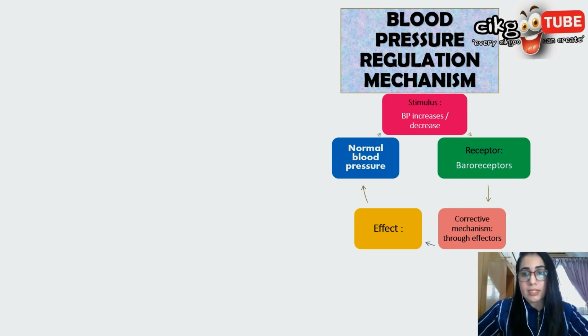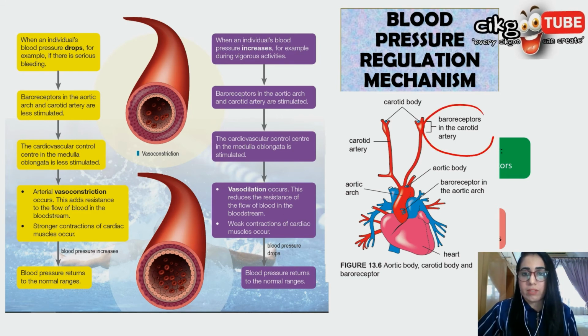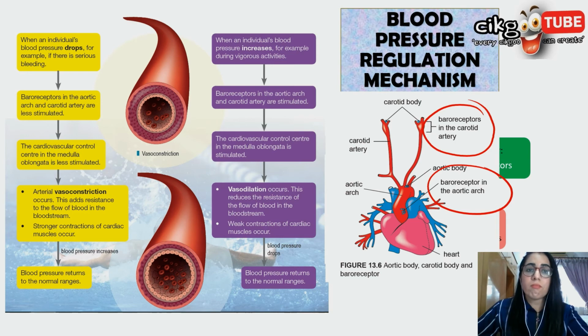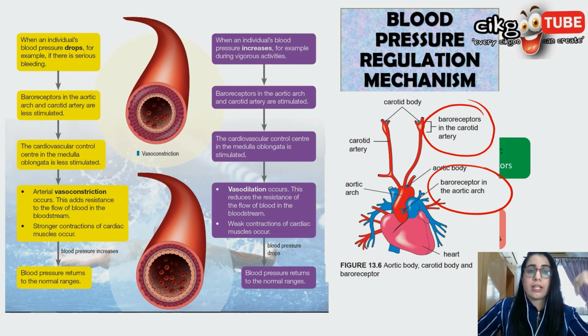Now, the baroreceptors, or pressure receptors, are located in the aortic arch and the carotid artery. The carotid artery is the artery in the neck that supplies blood to the head. These receptors detect the pressure of blood flowing through them and continuously send impulses to the cardiovascular control center in the medulla oblongata to regulate blood pressure. The cardiovascular center regulates the rate and strength of heartbeat as well as vasoconstriction and vasodilation of the artery.